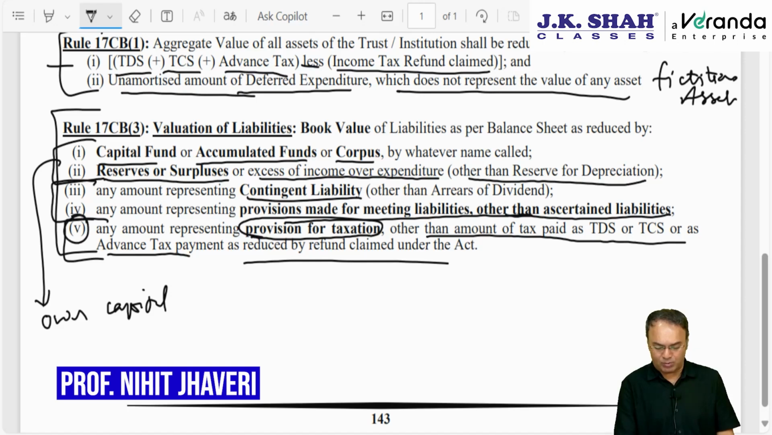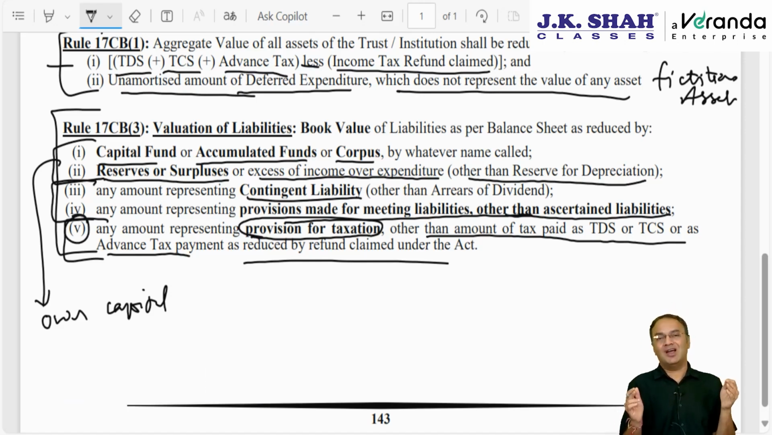Okay, this is an important point, the 5th point, it comes in the exam. With that, rule 17CB comes to an end, and with that, revision of this chapter also comes to an end.